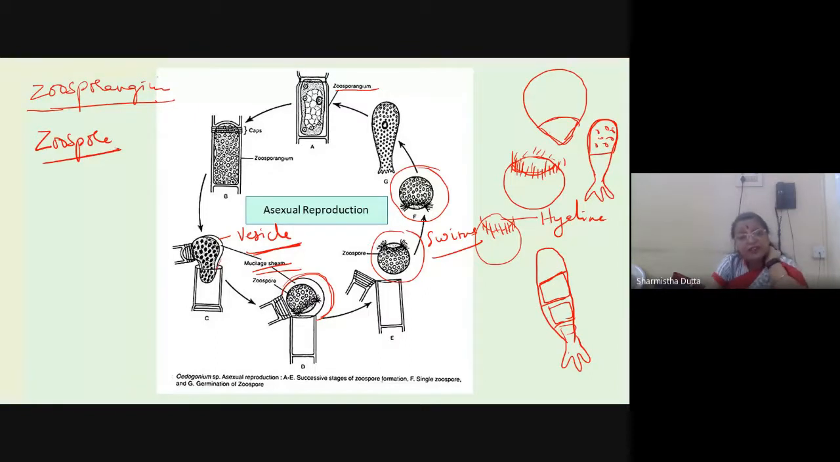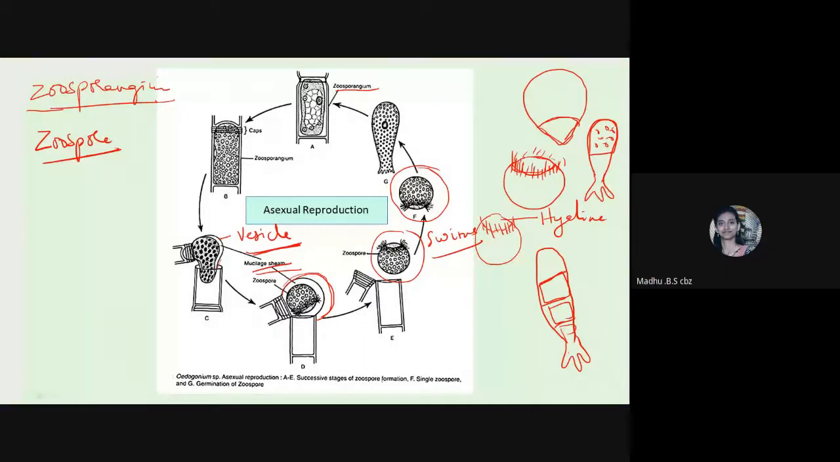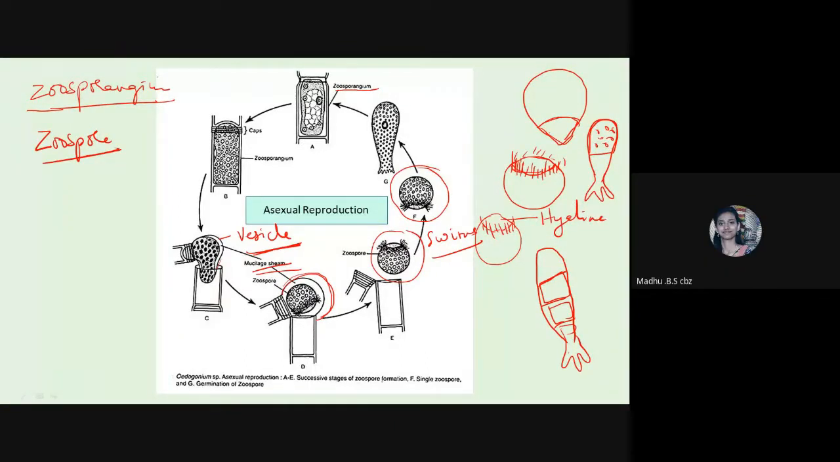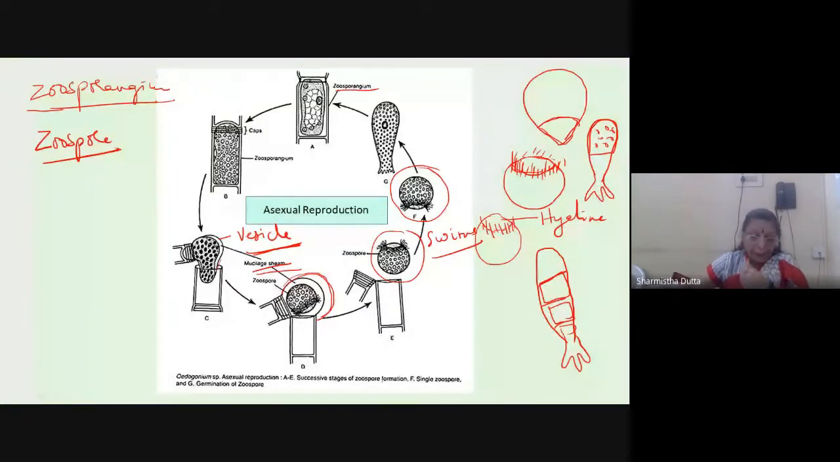Now, did you understand? Girls, are you there? Yes, ma'am. Did you understand? Yes, ma'am. Okay, so now I will give you 2 minutes to draw the diagram. Meanwhile, I'll take your attendance. Okay? Yes, ma'am. One minute.